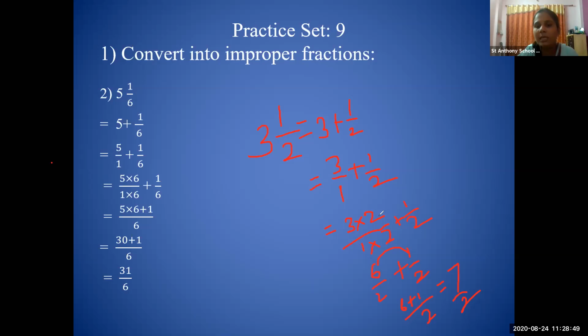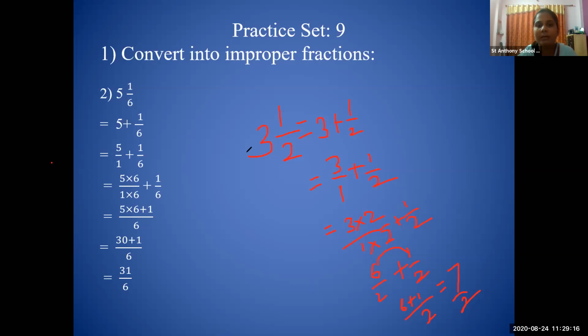Okay. Now 3 2s are 6, 1 into 2 means 2, plus 1/2 remains as it is. Now our denominators are the same, right? Both the denominators are the same, so 2 remains as it is. Now we can add the numerators. If our denominator is the same, we can add the numerators. So 6 plus 1 is 7/2. So 7/2 will be our answer.